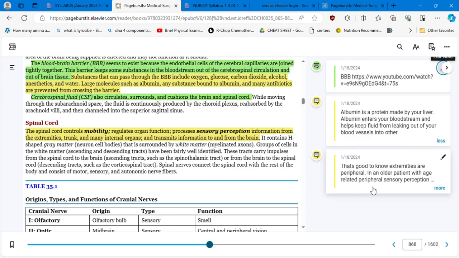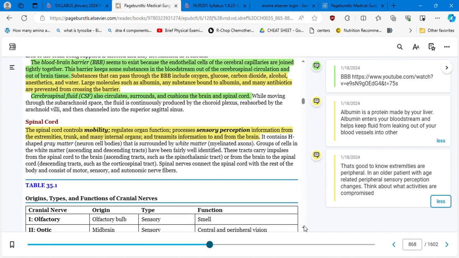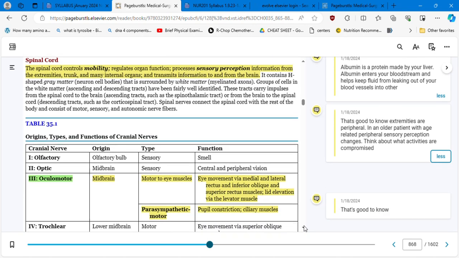Extremities are peripheral. In an older patient with age-related peripheral sensory perception changes, think about what activities are compromised when we have problems with the peripheral sensory perception.